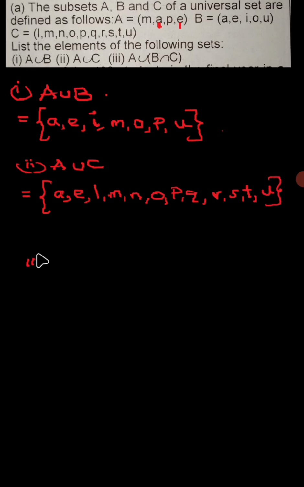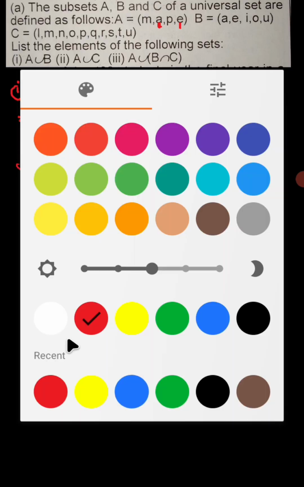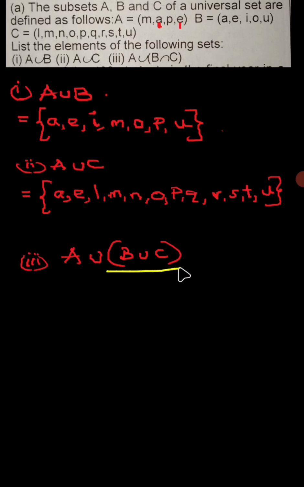The third question here says we should list the elements of A union, then in brackets, B union C. When you have a problem like this, the first thing you should do is do the bracket first. So we're going to do B union C first. We're going to find the union of sets B and C. We have A, E, I, O, U. The only elements that are inside both C and B are O and U.